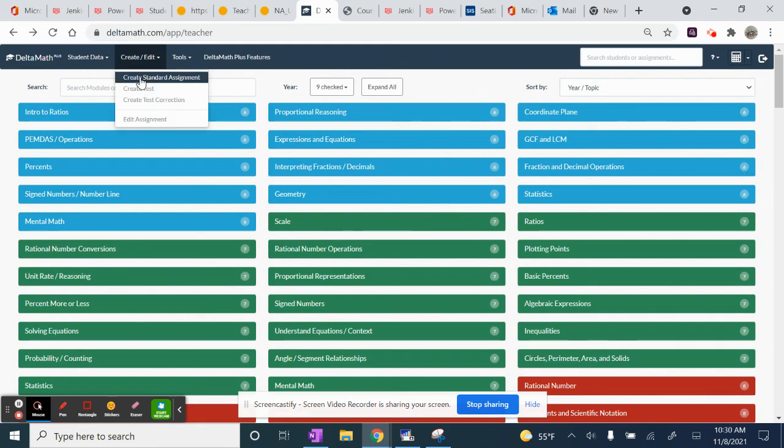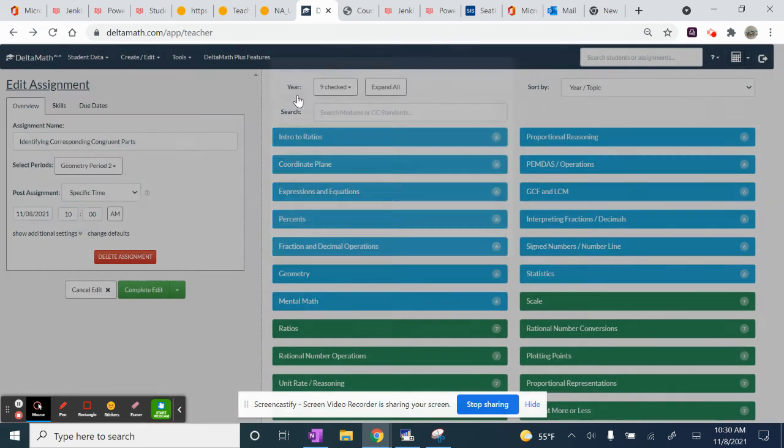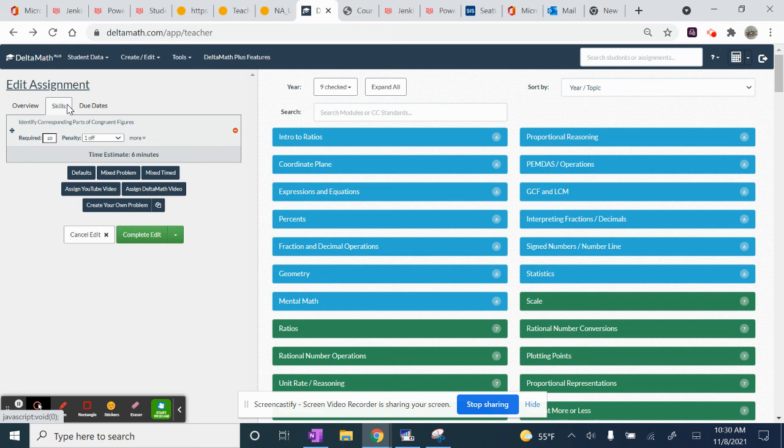I just posted it. It's just identifying corresponding angles. Hold on. It's not just triangles. It's going to be shapes that have been flipped and everything, and you just have to figure out where the corresponding angles are. Sound good? Have a great day. We'll see you later. It's due Monday.